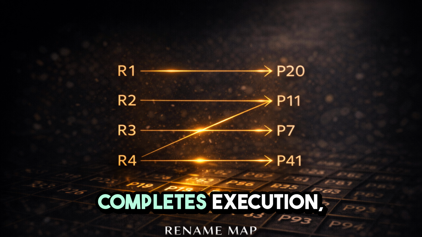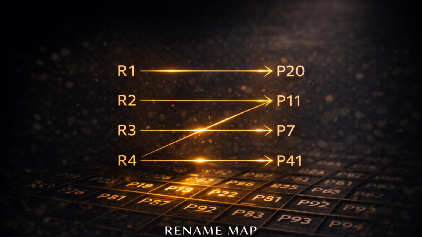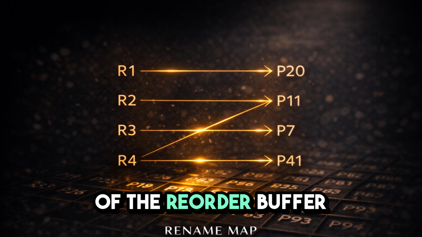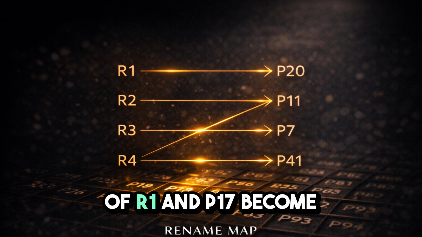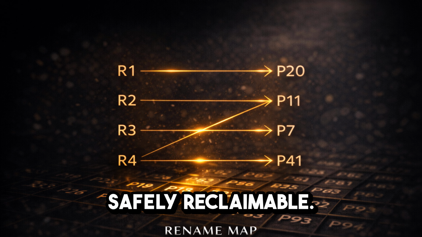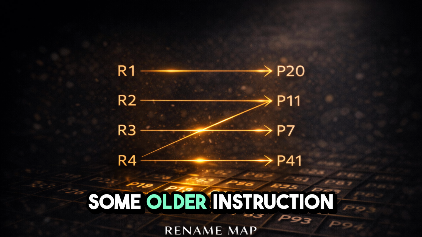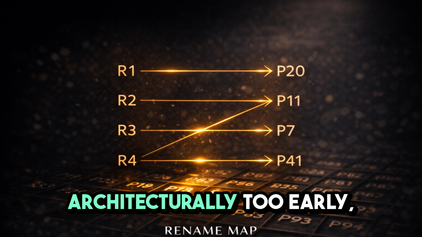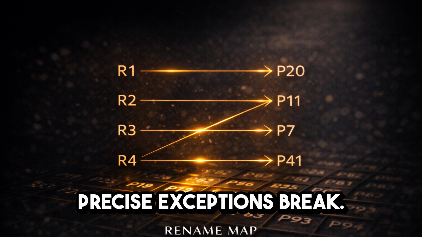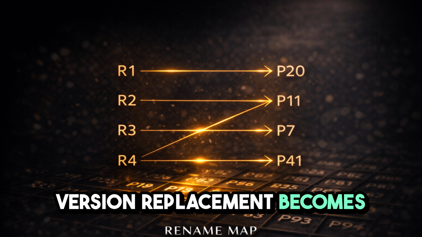Later, when the instruction completes execution, its result is ready in P23. But P17 still cannot be freed yet. Only when the instruction reaches the head of the reorder buffer and retires in order does P23 become the architectural version of R1 and P17 become safely reclaimable. This timing is essential. If you free P17 too early, some older instruction or recovery path might still need it. If you commit P23 architecturally too early, precise exceptions break. So retirement is the point where speculative version replacement becomes officially visible.